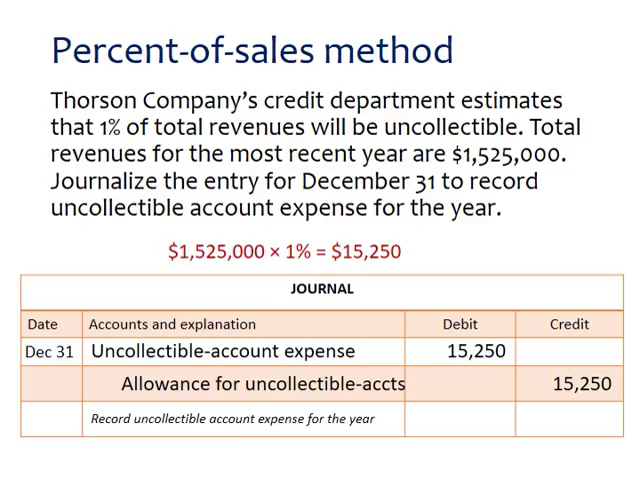Uncollectible account expense will show up on the income statement as an expense. The allowance for uncollectible accounts is a contra asset and will reduce accounts receivable on the balance sheet.